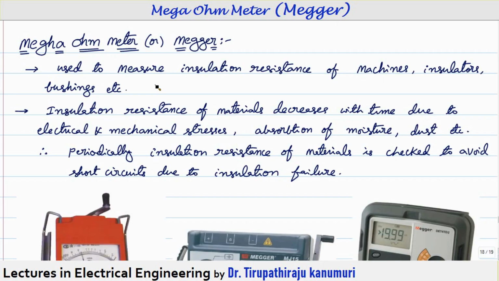Hi all, today we are going to discuss the megohm meter, which is also called a Megger. This is mainly used to measure the insulation resistance of machines, insulators, bushings, etc.